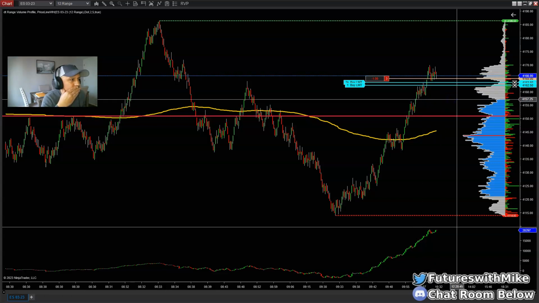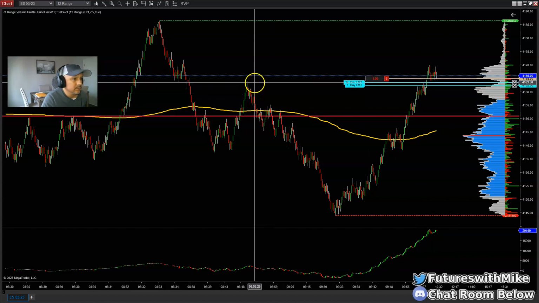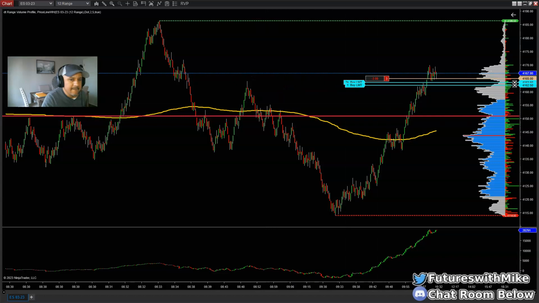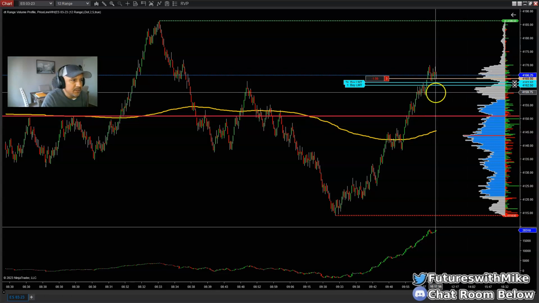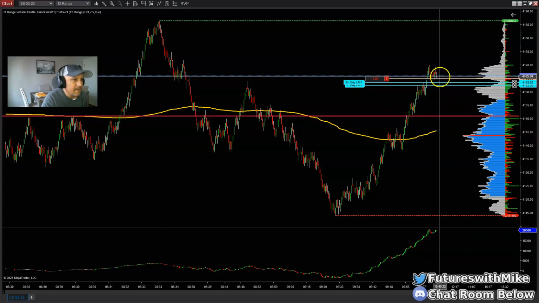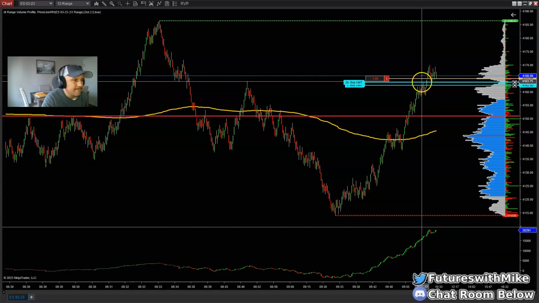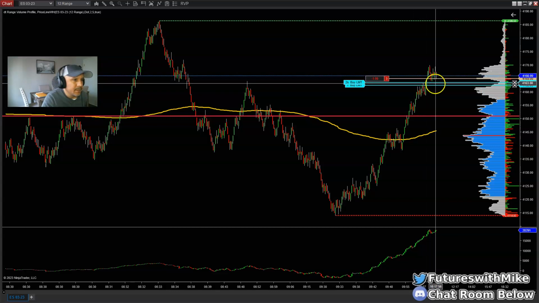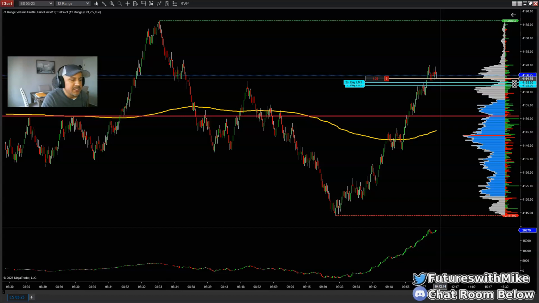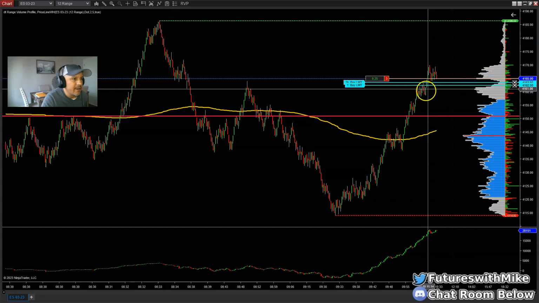Come on. Look at it. Doesn't know what it wants to do here. Does not know what it wants to do. Yeah, it needs a break below this area here at 64 3/4 if it wants to come on down to this area right here.